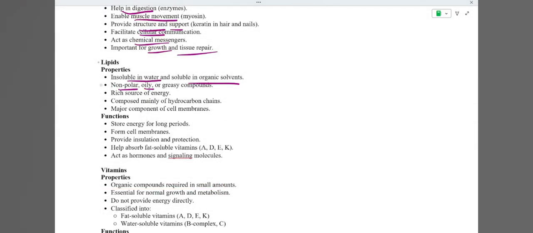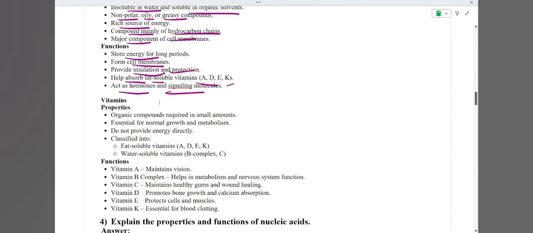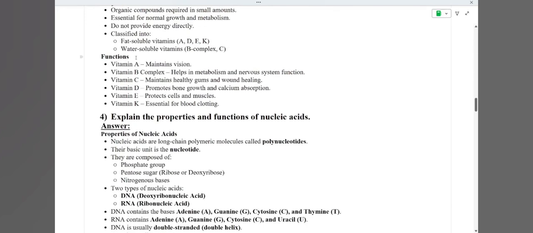Lipids are non-polar, oily, greasy compounds and a rich source of energy, second to the primary source, which is carbohydrates. They are a rich source of hydrocarbon chains and a major component of the cell membrane. They store energy, form the cell membrane, and provide insulation and protection. They help absorb vitamins A, D, E, K and act as hormones and signaling molecules. You can go through this as it is a bit theoretical; I'm just explaining what it contains.